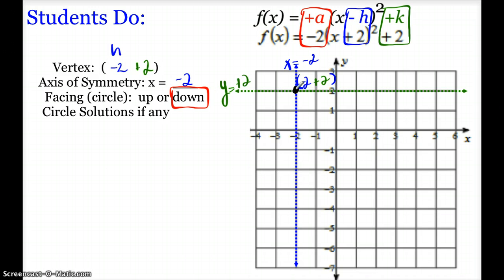And again, I'm not really concerned about the specifics of this graph for the vertex form. I want you to know if it's facing up or down. I want you to know where the axis of symmetry is, the vertex is, and if there are going to be any solutions, you can estimate them. We know it's facing down. It's going to be a little bit more narrow because it's a 2 and not a 1.